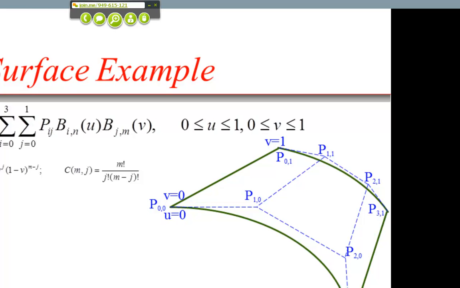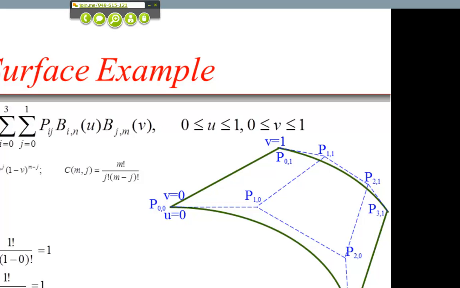What we now need to do is compute the m choose j. And when we compute it, we only have 2 of them. We've only got 2 points going in that direction. So it's a linear representation. And so it's 1 and 1 are the linear coefficients. So we have 1 minus v and v.